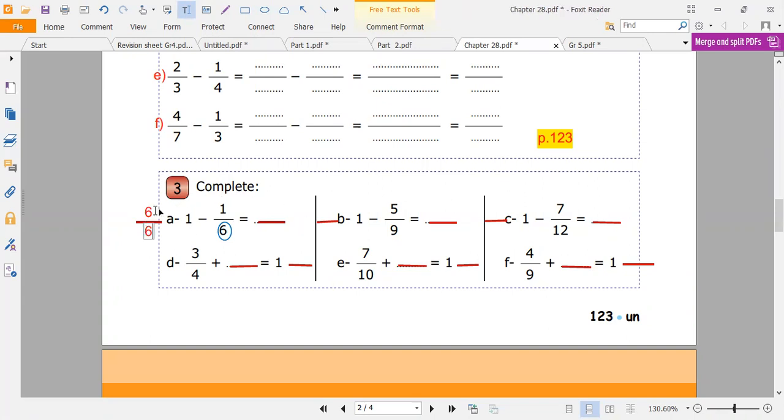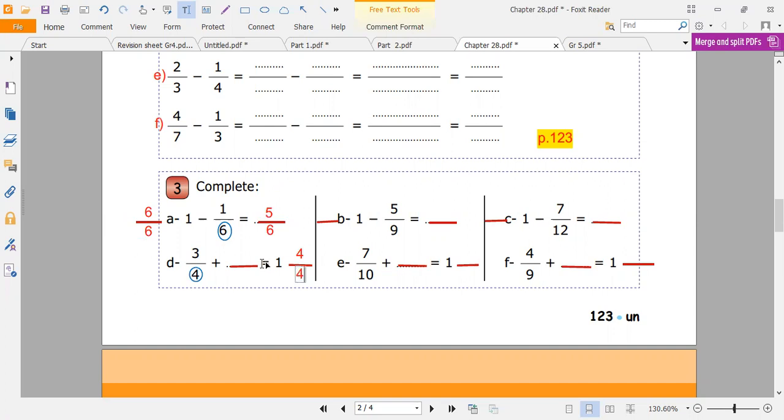Now, 6 minus 1 is 5. We subtract the numerators and the denominator remains the same. It is 6. Now, 3/4 plus what fraction equals 1? Instead of 1, we have to write a fraction. The total parts is 4. So the 1 is 4/4.